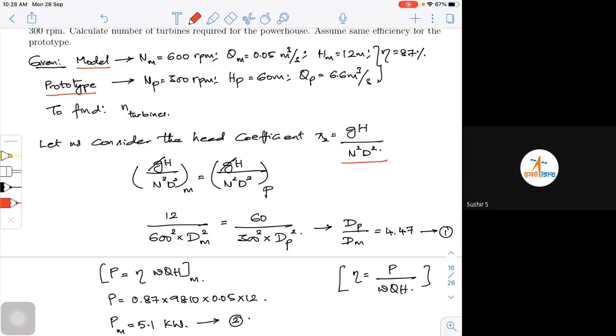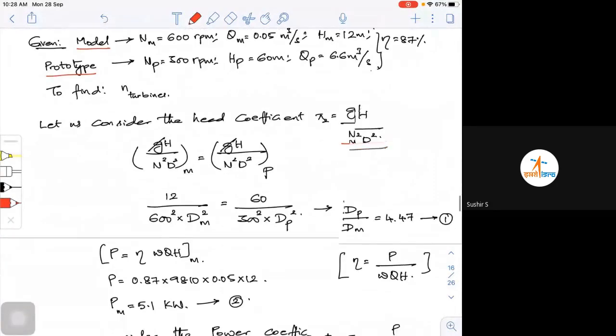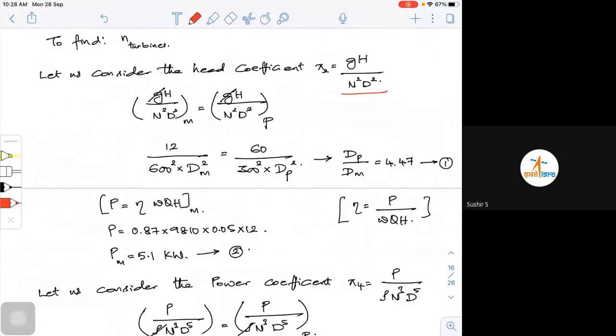Okay. Now I will equate it for both model as well as for the prototype. gH by N square D square with suffix M, gH by N square D square with suffix P. So g and g just simply cancel out. I'm going to substitute all the values. If I substitute all the given values, I will get the ratio of the diameter of the prototype to the diameter of the model. Now look at this particular thing. The prototype is 4.4 times bigger, 4.7 times bigger than your model. So that's one particular thing which came out of your head coefficient.